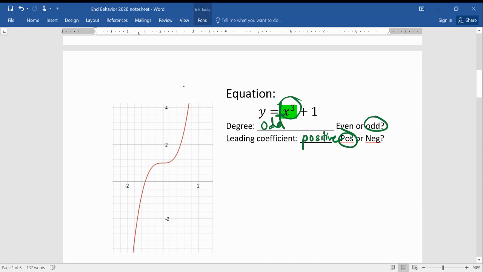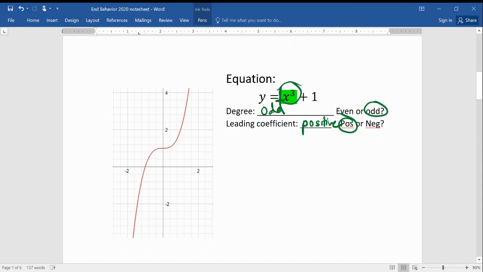Now look over here at the graph, and you'll see that on the far left, the furthest left point on this graph is going down, and the furthest right part is going up. Looking from left to right, the left-hand side is going down in a negative direction, and on the right-hand side it's rising in a positive direction. On odd degree functions, the graph is always going to have this kind of shape: one side's going to be rising and the other side's going to be falling.